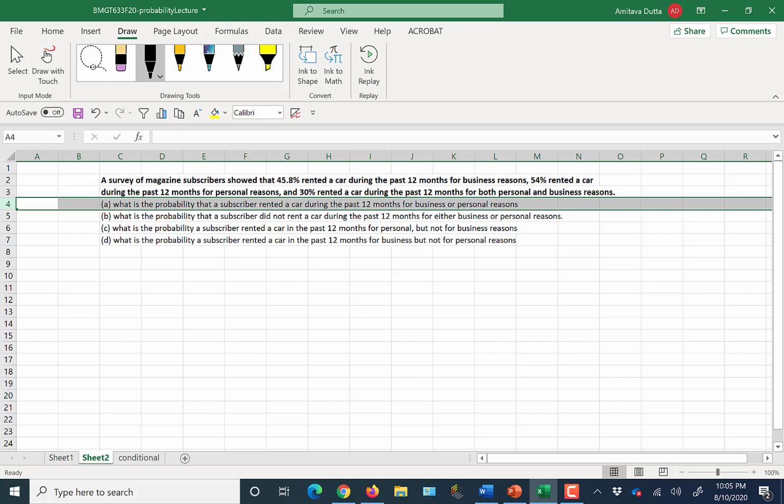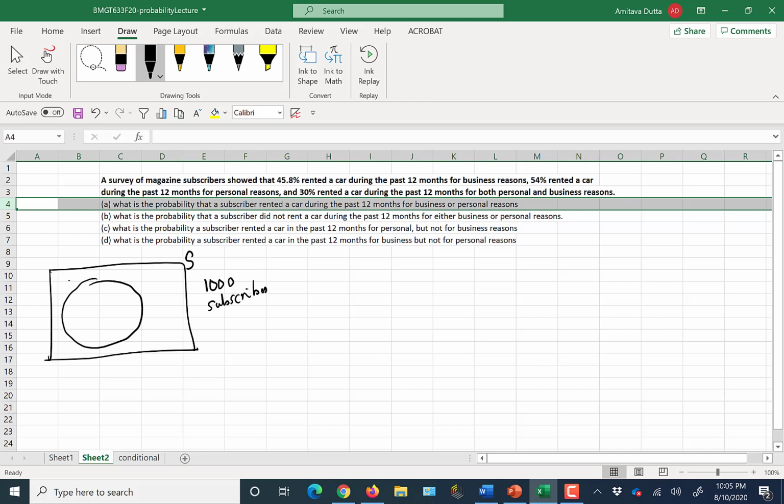So using the picture that we had in the previous worksheet, if this is my sample space of all my magazine subscribers, and just for convenience, since we have 45.8%, let's say we have 1,000 subscribers. That means here is my event A. These are all my subscribers who rented a car in the past 12 months for business reasons. And event B, these are all my subscribers who during the past 12 months rented a car for personal reasons.